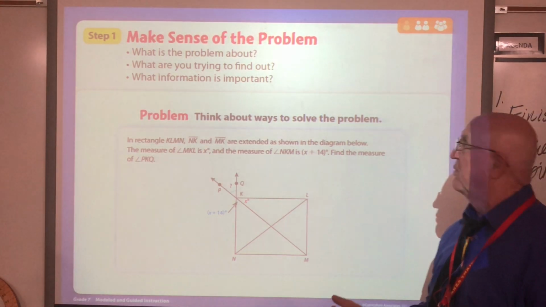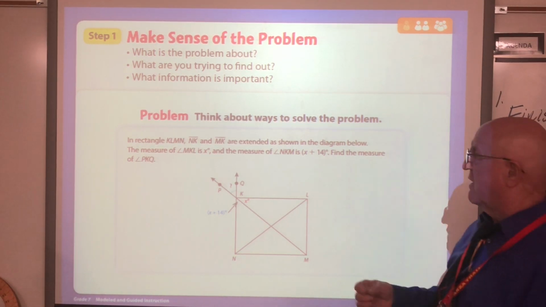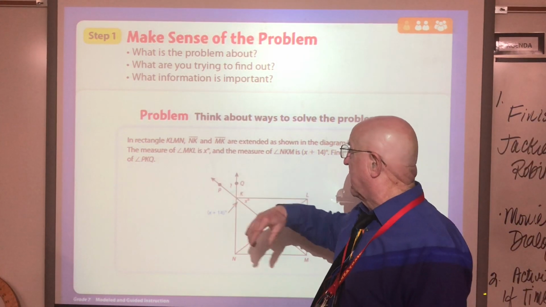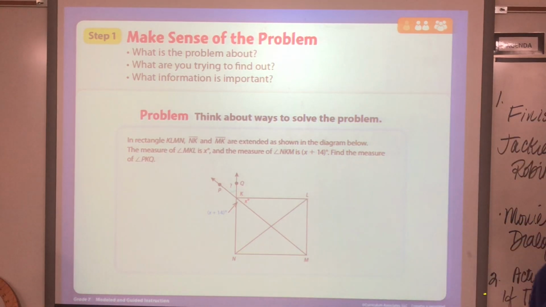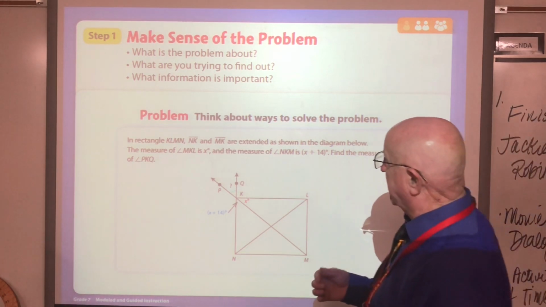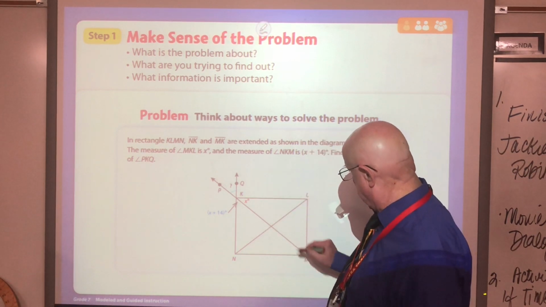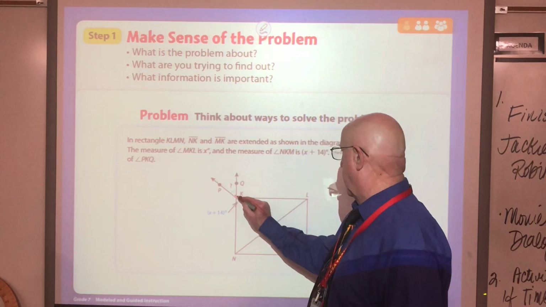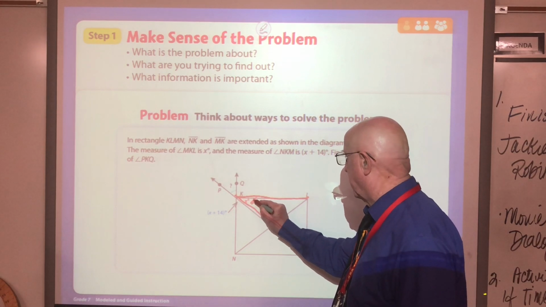So in our first problem, we have a rectangle KLMN, and it tells you that line NK and line MK are extended as shown in the diagram. The measure of angle MKL is X. That's this angle right here, MKL. That measure is X. All right, so we should be able to see that.